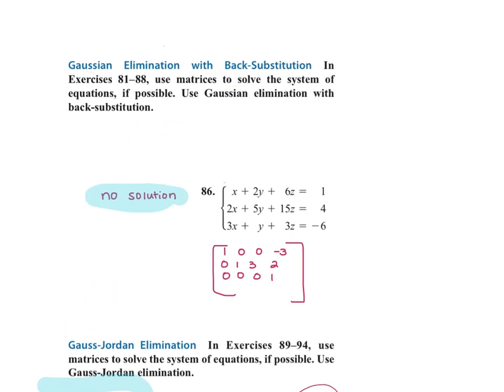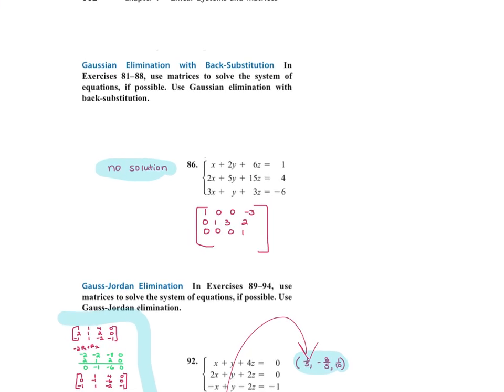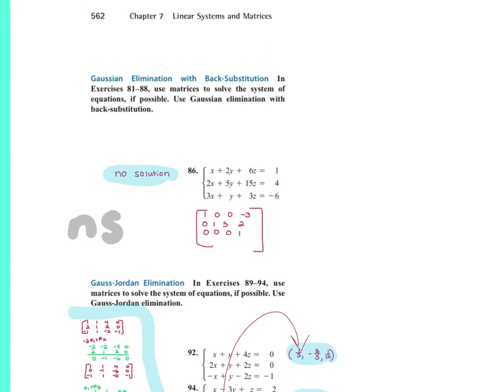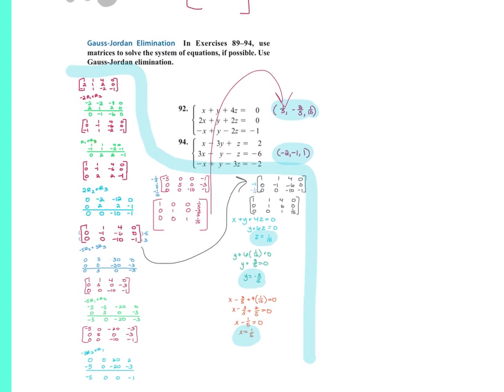Okay, and then the Gaussian elimination with back substitution. Oh, this is so blurry. So 86 was no solution, which, let's be honest, you won't have a no solution on your systems, that would be way too lucky. 92, the answer there is 1/5, -3/5, and 1/10. And 94 is -2, -1, and 1.